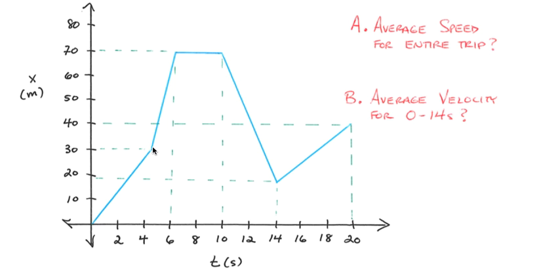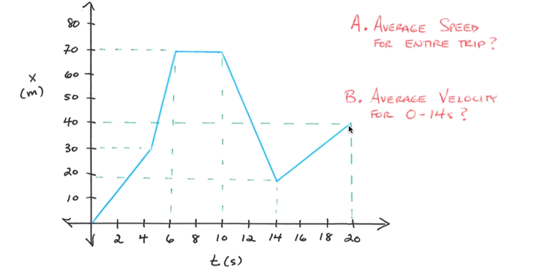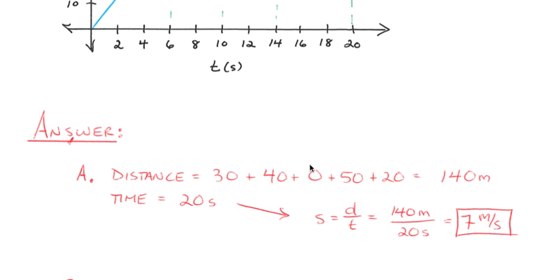I went 30, then I went from 30 to 70, which is 40, then nothing. Then 70 down to 20 is 50, and then from 20 up to 40 is 20. So all I did was take those 30, 40, 0, 50, and 20. Direction doesn't matter. I added them all up. 140 divided by 20 gives me 7 meters per second.